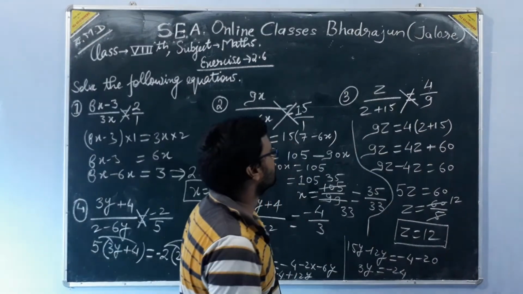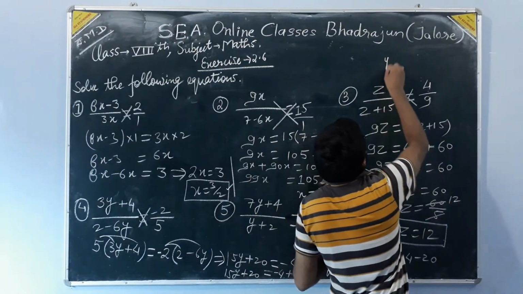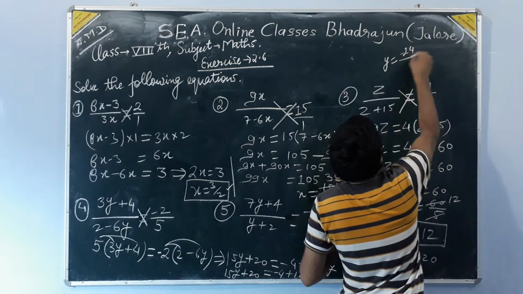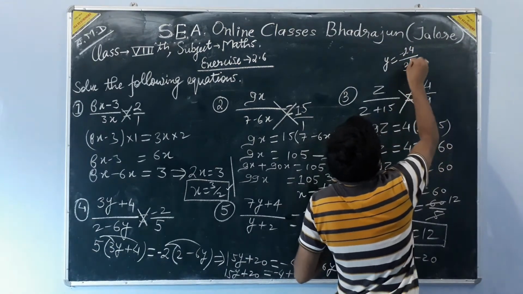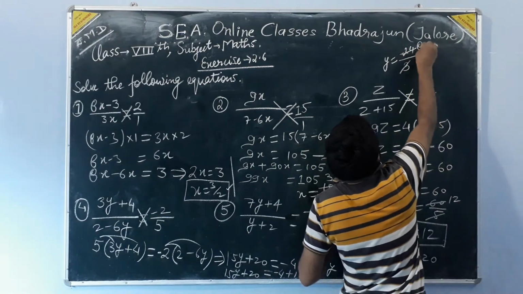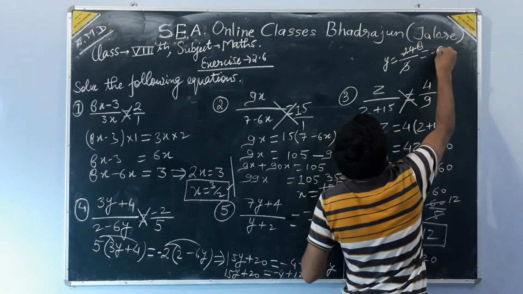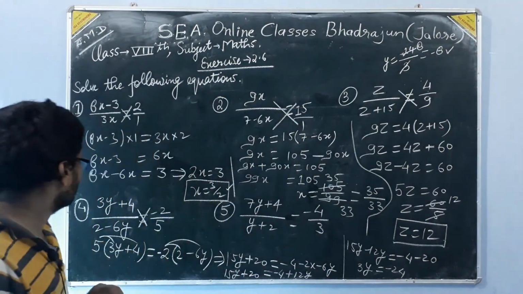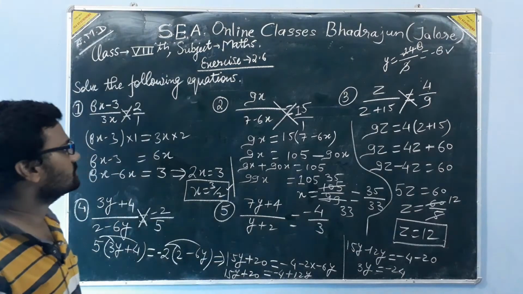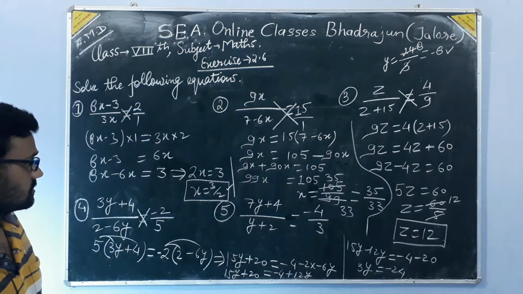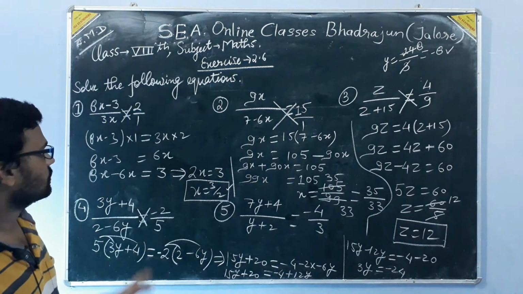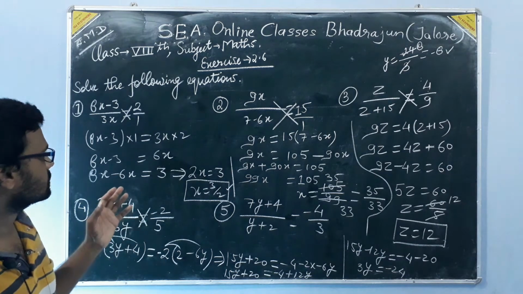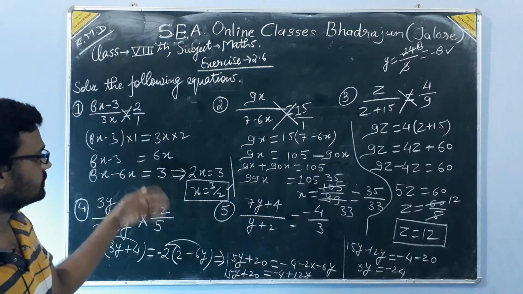Now our y is what? Now our y equals to minus 24 divided by 3. So 3 eights are 24. Now our y is minus 8. Our y is minus 8. Okay. So these are the solutions of our 4 sums. I am just going to repeat them.